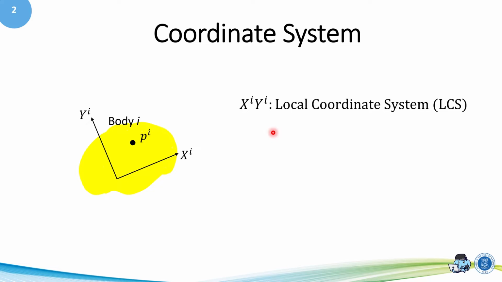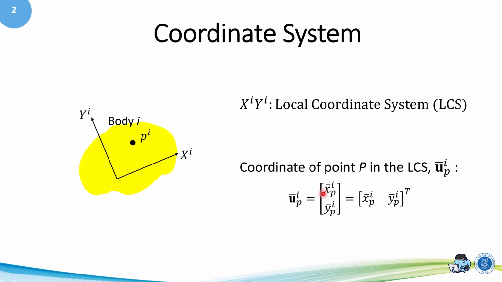The LCS is attached to the specific body, and the orientation of the coordinate system depends on the orientation of the body. So, in the local coordinate system, the position of Pi can be written as x̄pi and ȳpi, or can be written in this form. And the orientation of this local coordinate system is theta i.